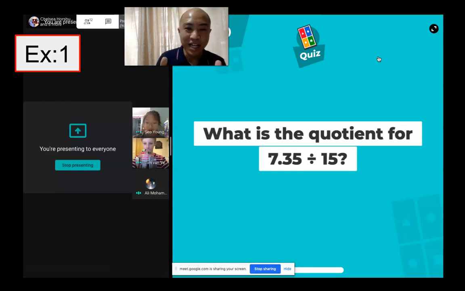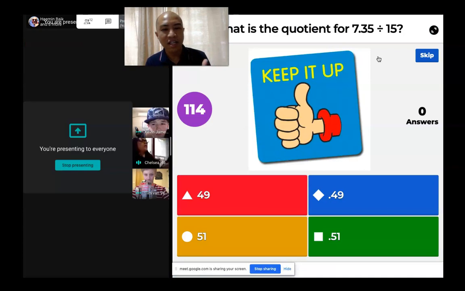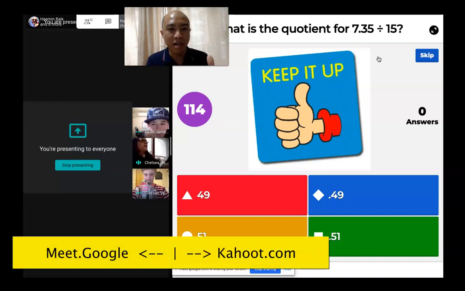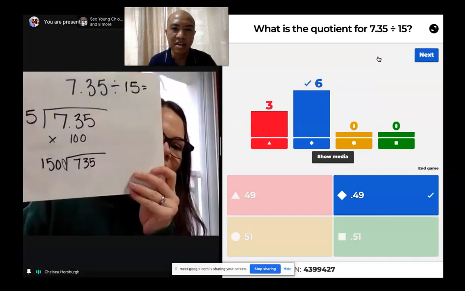You have your standard classroom here. You have your questions that you can put for your slides. Here is the section where the students get to choose. And if you look at the screen right now, on the left-hand side happens to be split screen. So I have the Google Meet on the left-hand side, and I have Kahoot playing on the right-hand side.